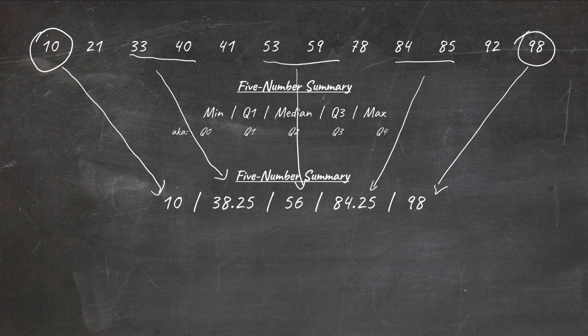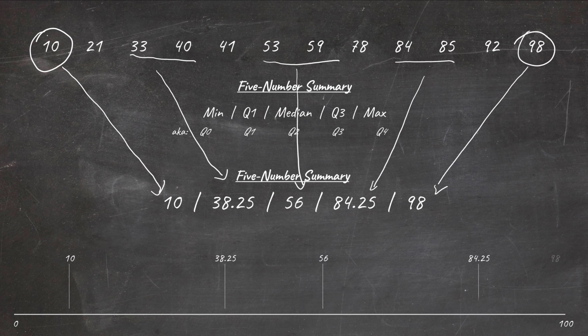It gives you a sense of the distribution of the data, which actually we can see even better if we plot it on a number line. So if this is a number line that goes from 0 all the way to 100, we can plot where each of these 5 numbers falls on that number line. And then when we add these horizontal lines, it makes a nice picture that's easy to interpret that we call a box and whisker plot.